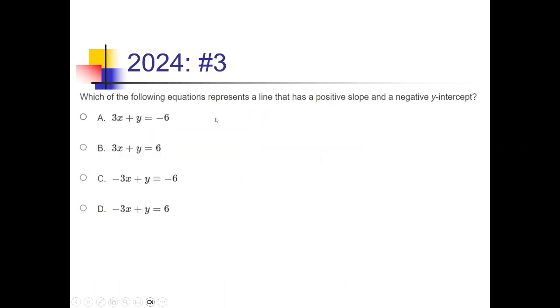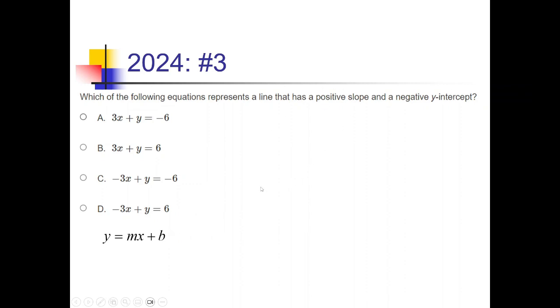For number 3, we're asking which of the following equations represents a line that has a positive slope and a negative y-intercept. We've got all these line equations that are in standard form, and we would prefer them to be in this y equals mx plus b slope-intercept form so that we can easily pick out what the slope is and what the y-intercept is.